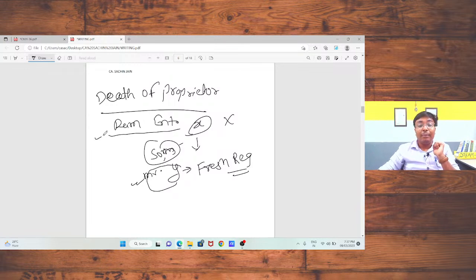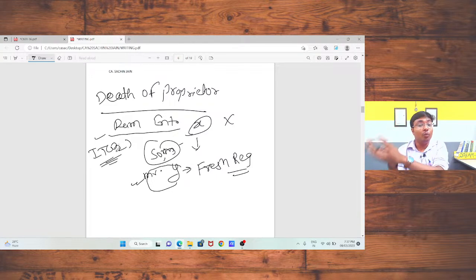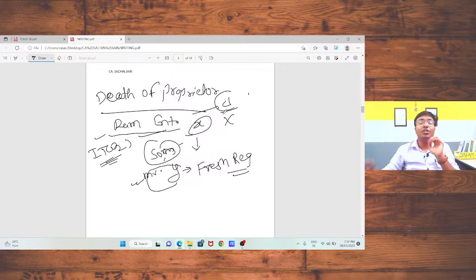Then Ram Enterprises has to file ITC 02 for transferring the input tax credit to Y, and after transferring the input tax credit, Ram Enterprises has to close the business through cancellation of registration due to death of proprietor. Is that okay? In case of death of proprietor, is that okay?